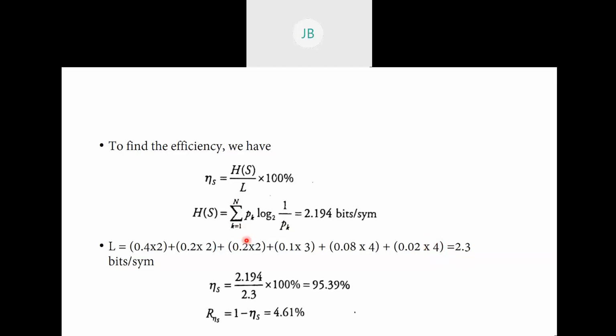And finally, we substitute the values here. Efficiency is 2.194, which is the entropy value, divided by the average code word length, 2.3, which gives us an efficiency of 95%. The remaining part out of 100 becomes the redundancy. So there is a little wastage and high efficiency. This is 95%.